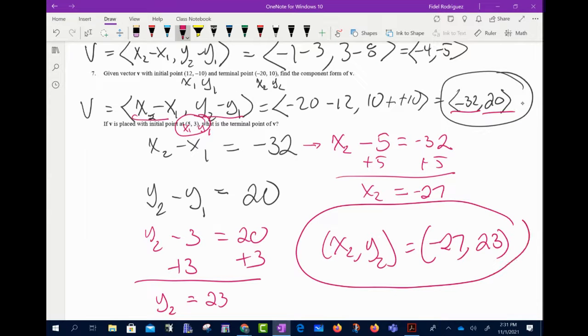Because it's a terminal point, y'all, look at the notation that I'm using. I'm writing it as a point with parentheses. The only time that I use those kind of arrows is when we're writing the vector in component form. Okay? Yeah, that one right there.